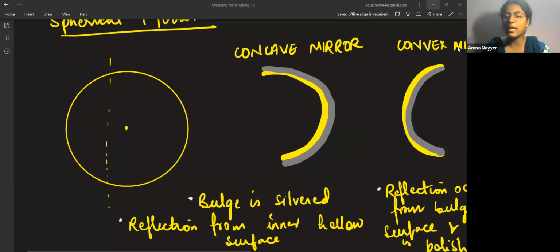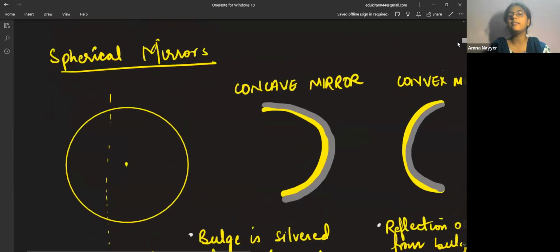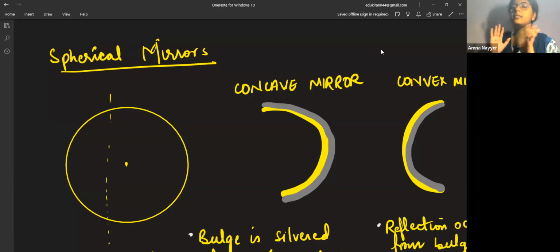Yes, class. Now starting with mirrors. As I've told you, in reflection, we'll be focusing on mirrors. When we start with refraction, there we'll see lenses, because there refraction of light occurs. Now starting with reflection, that is spherical mirrors. So firstly, what is meant by spherical mirrors? The types of mirror you already know. You are already aware of concave mirrors and convex mirrors.